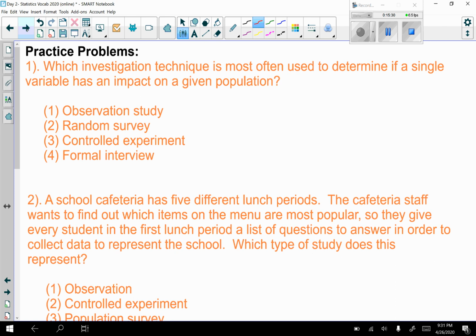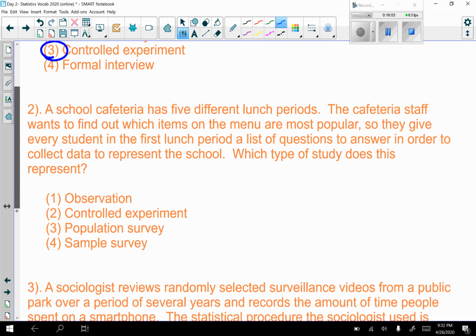So let's take a look at our practice problems. Pause the video, try numbers 1 and 2, and then when you're ready, hit play to check your answers. So number 1, which investigation technique is most often used to determine if a single variable has an impact on a given population? Impact is similar to cause and effect. The only thing that can prove cause and effect is a controlled experiment. So hopefully you chose choice 3.